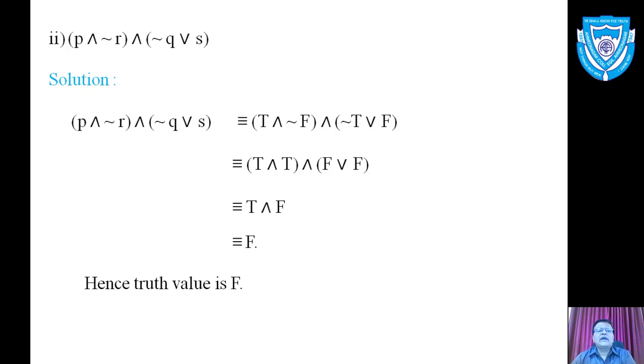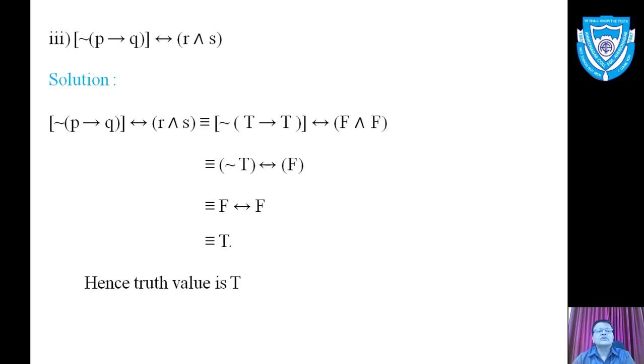Second example: P and negation R and negation Q or S. We just have to write the truth values of P, Q, R, S from the given data. After writing the values and using the rules of conjunction and disjunction, we can simplify it and finally get the value of the given statement pattern. Third example: negation of P implies Q, biconditional, R and S. We take the respective truth values and simplify this.